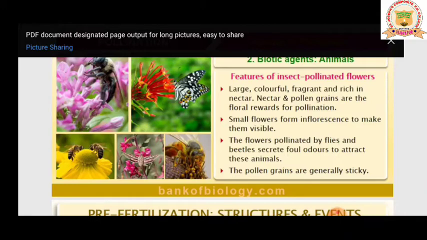Nectar and pollen grain are the floral rewards of pollination. To carry out pollination by insects, the nectar and the pollen grain are the best reward from our floral part. What does that mean, nectar and pollen grain? Because the flower produces nectar, which is a source of food for the flies, butterflies and all.